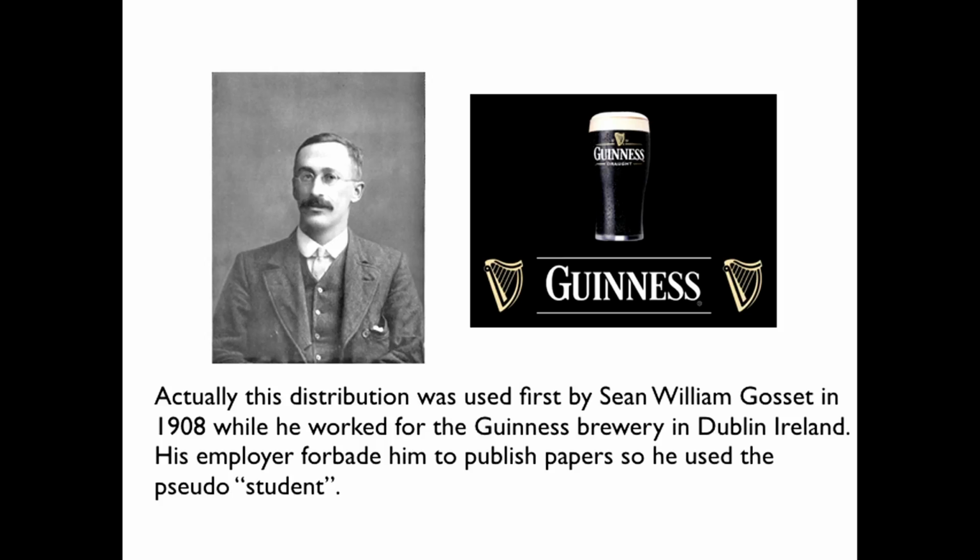And if you know who Mr. T was, you're probably too young for that. He was our hero in the 80s. And it comes from this guy. His name is William Sealy Gosset, 1808, so that was back in the day. And this guy actually worked at the Guinness Brewery in Dublin, Ireland.